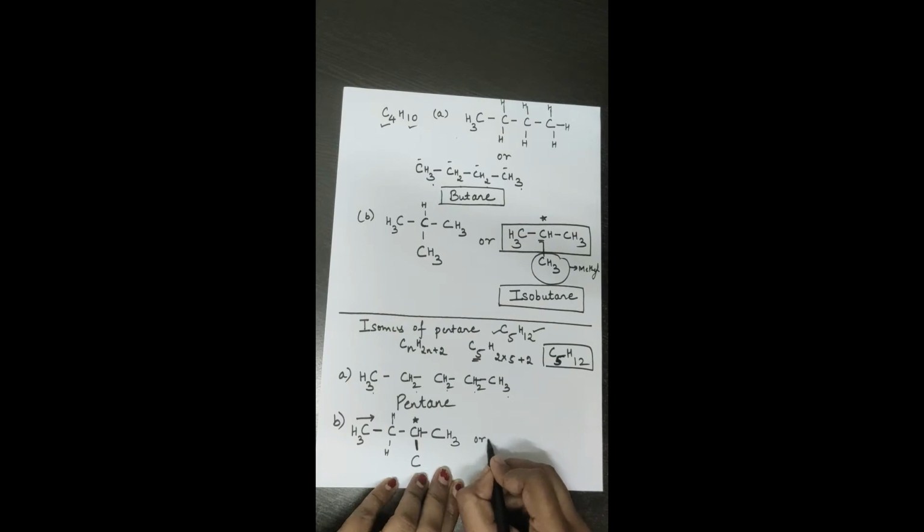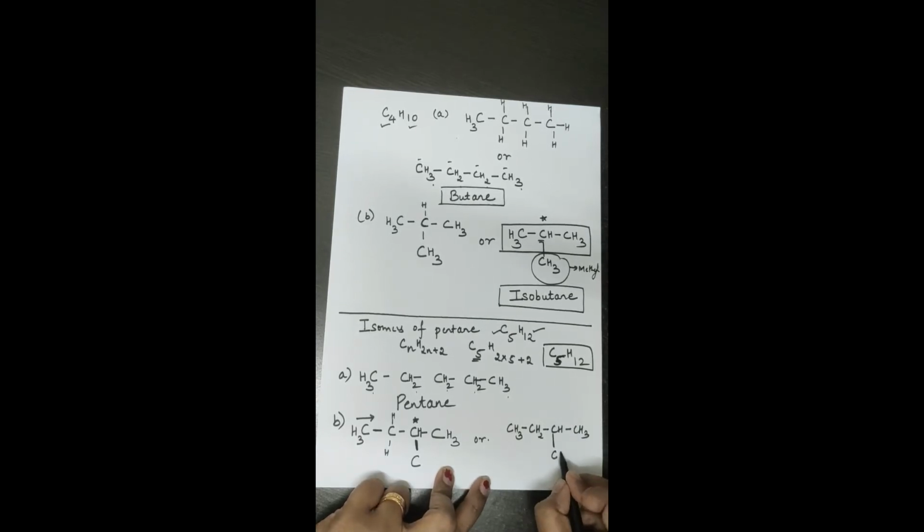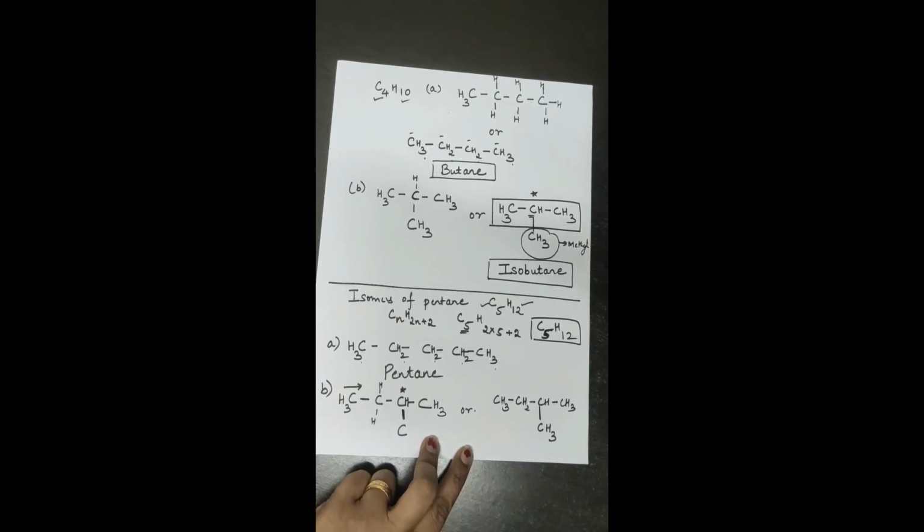You can write it again in a condensed form, CH3, CH2, CH, CH3, and this carbon will have a branch which is CH3. Let's see if we have satisfied the numbers. 1, 2, 3, 4, 5. So we have 5 carbons. How about the hydrogens? 3, 4, 5, 6, 7, 8, 9, 10, 11, 12. So C5H12. It's correct, right? Now you see here in the second last carbon, which group do you have? You have a methyl group.